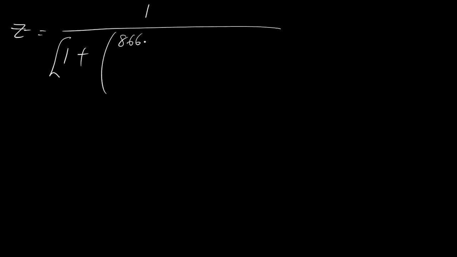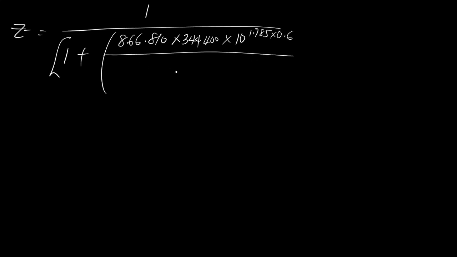So Z will be equal to 1 all over 1 plus bracket open 866.810 times 344,400 times 10 raised to 1.785 times G, which is 0.6, divided by 520 raised to 3.825.